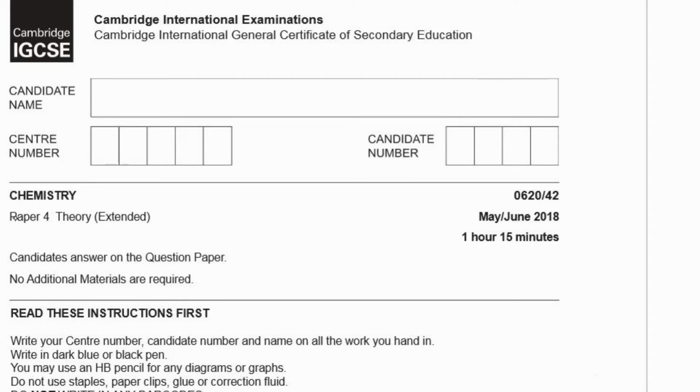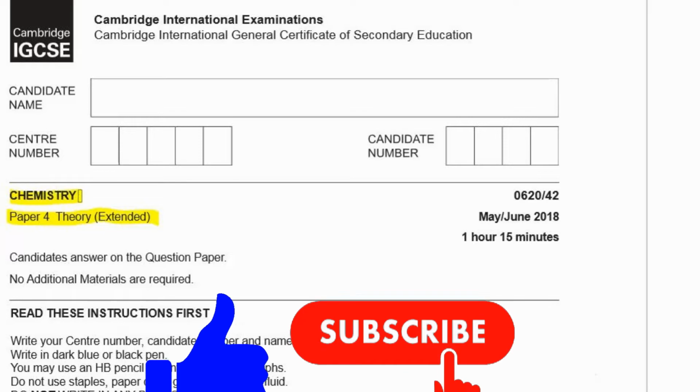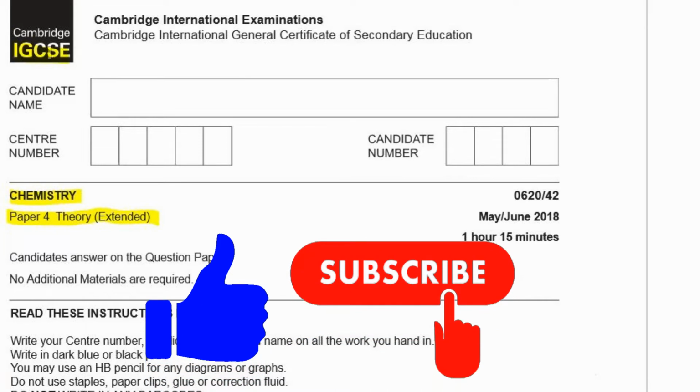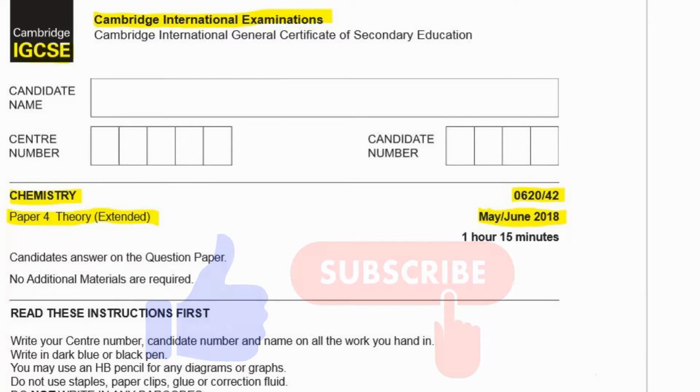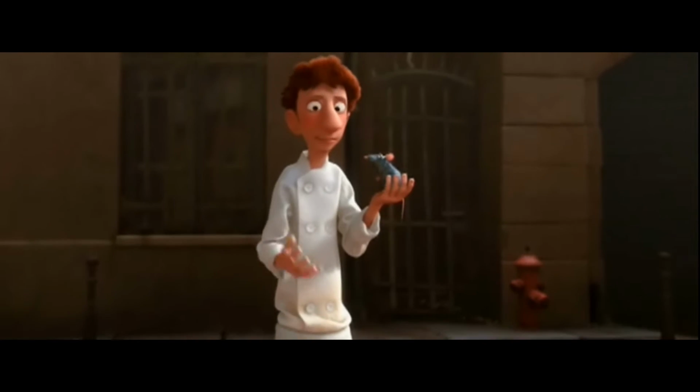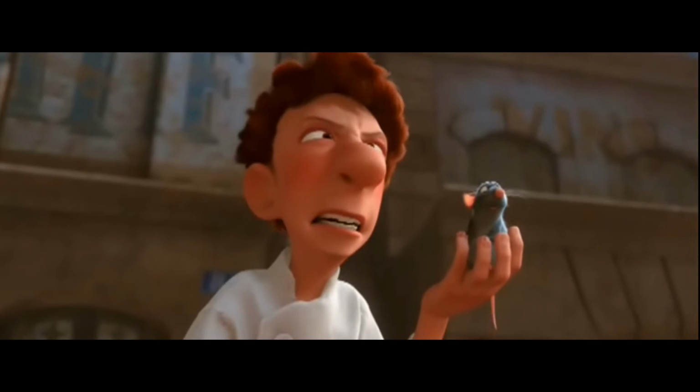Okay, now we're going to go through paper 4, which is the theory extended option for chemistry, and that's for Cambridge IGCSE, and this is from Cambridge International Examination CIE, May-June 2018, so summer 2018, variant 2, so 0620/42. Let's get started. So let's do this thing!